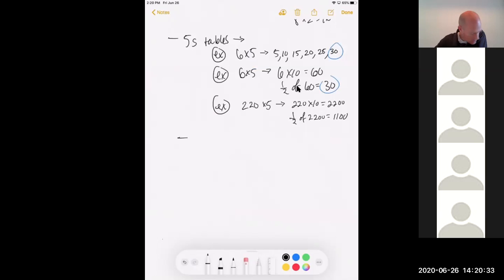Okay, next one we did was the 11's tables. We're going to try and remember how to do 11 times, we did 6 earlier, so let's do 11 times 7. What is 11 times 7 according to our mental math strategy?